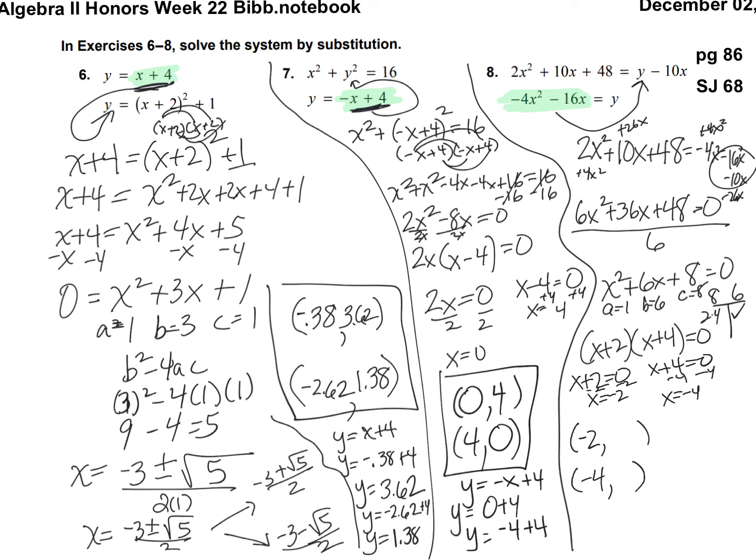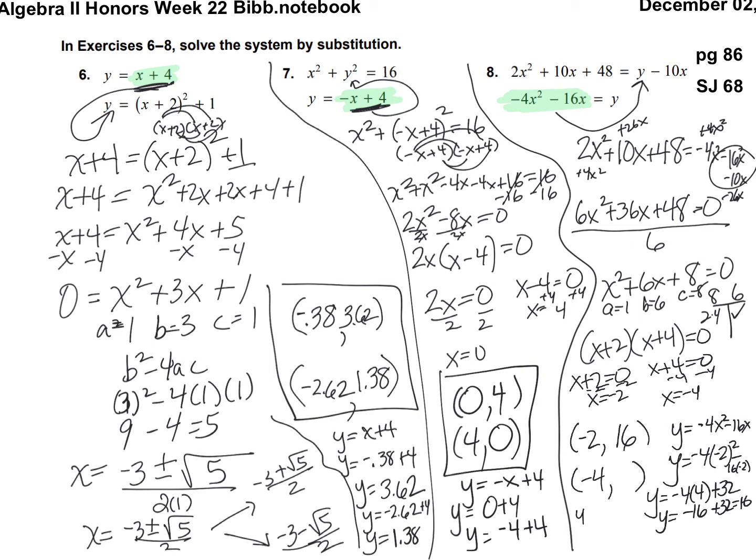Now let's substitute for the y coordinates. I'm going to substitute negative 2 into this expression, negative 4x squared minus 16x. Y equals negative 4 times (negative 2) squared minus 16 times negative 2. Y is going to equal negative 4 times 4 plus 32. Y will equal negative 16 plus 32, which is 16.